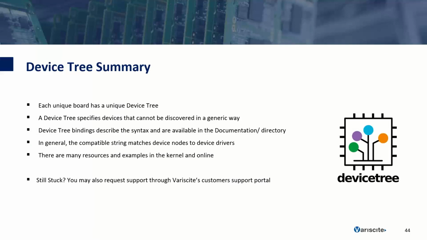So just to summarize what we talked about, each board generally has a unique device tree file. A device tree specifies devices that cannot be discovered in a generic way. Device tree bindings describe the syntax and are available in the documentation directory of the kernel. In general, the compatible string is what matches device nodes to device drivers. And again, I want to highlight that there are many resources and examples, both within the kernel as well as online. If after using and looking at those resources you're still stuck, you can always request support through Variscite's customer support portal.